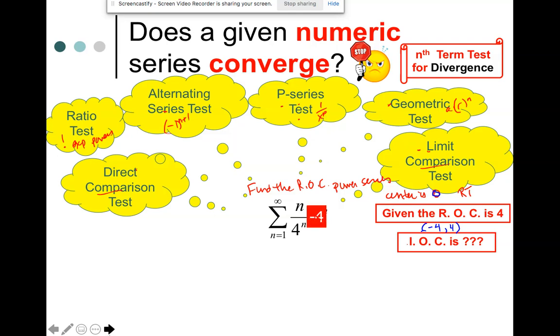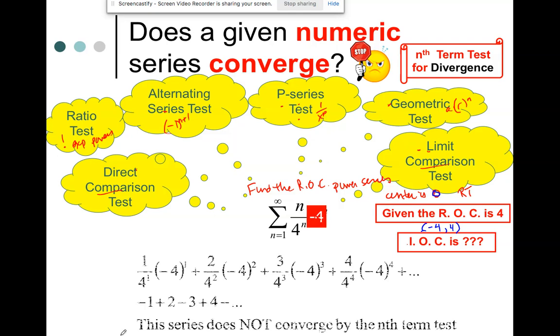So you put -4 in, expand the series. So n is 1, 1 over 4 to the 1 and negative 4 to the 1. 2, 2, negative 4, 2. 3, 3, negative 4 to the 3. Expand that out. Look at your terms.